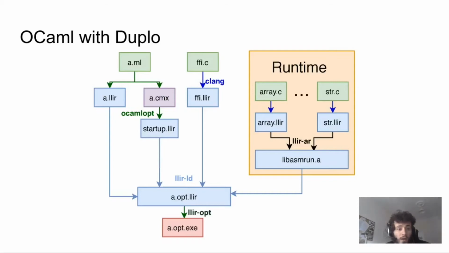The framework provides a custom version of Clang to lower C to LLIR, a custom version of the OCaml compiler to lower OCaml to LLIR, and an entire toolchain to link LLIR modules into a single module containing whole program information. And finally, an optimizer, which we call LLIR opt, to analyze and transform the program before lowering it to executable machine code.